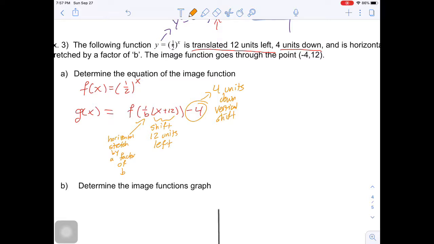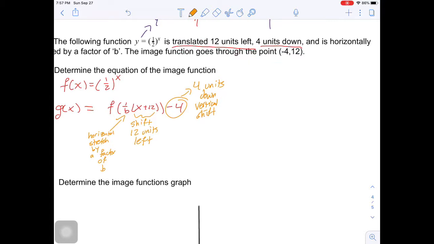So again, is this the equation? Absolutely not. This is just a function notation, but it is really useful because now we can apply these to f, which in this case is 1 over 2. So again, let's do that. So in this case, we have f of 1 over b times x plus 12. Well, how do we apply that to our actual equation? Well, remember, we have just taken and replaced x with 1 over b times x plus 12. So plug this in for x.